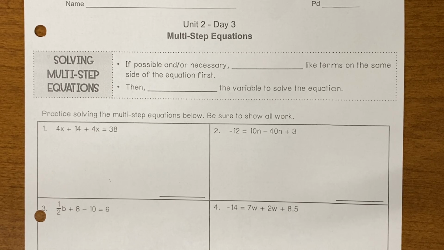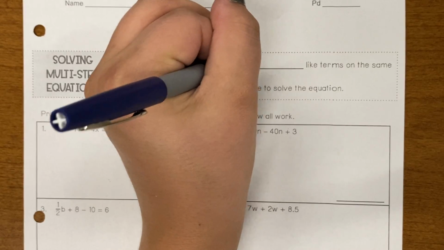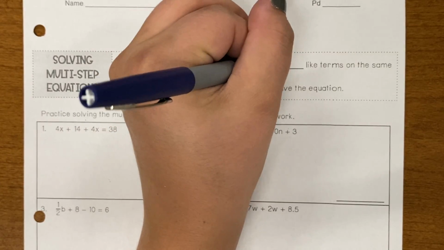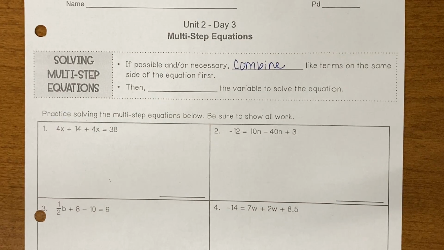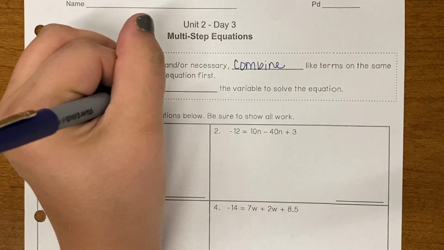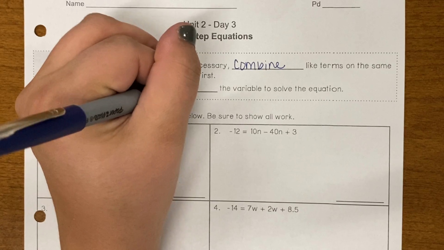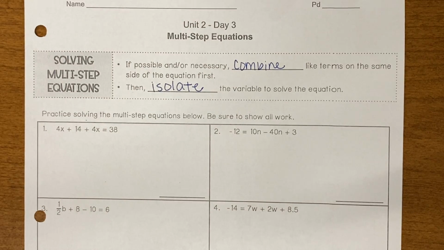Unit 2, Day 3, is over solving multi-step equations. The steps to solving multi-step equations begin with this. If possible and/or necessary, combine like terms on the same side of the equation first. Then we need to isolate the variable to solve the equation.